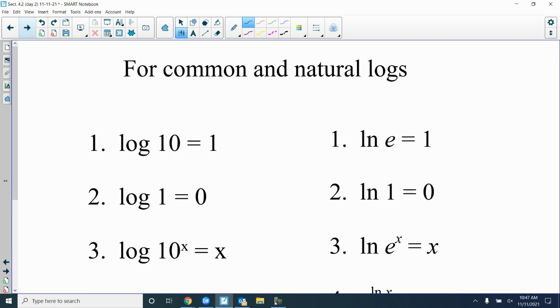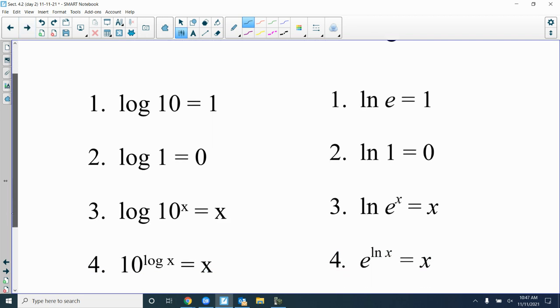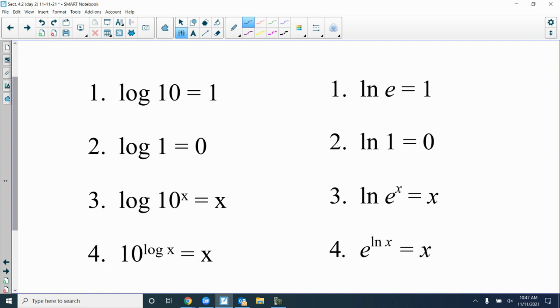So log of 10. It's basically saying 10 to what power equals 10? That's 1. Log of 1 is 0. Log of 10 to the x is just x. And then if you do 10 to the log of x, you get back x.